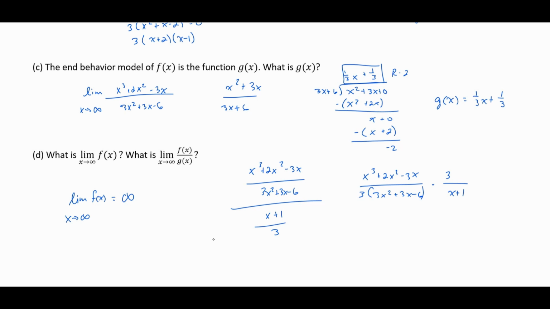But remember, we only care about the highest exponent. So this 3 is going to divide out. We have an x cubed in the numerator. That 3 is gone. So x times x squared also gets me x cubed. And the limit of this function of f of x over g of x as x approaches infinity is now, looking at the coefficients, 1 over 1 is 1.